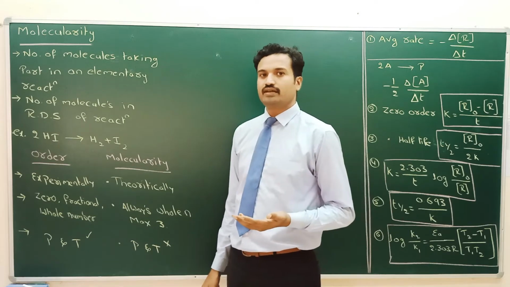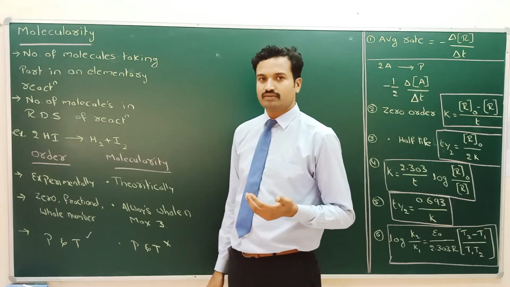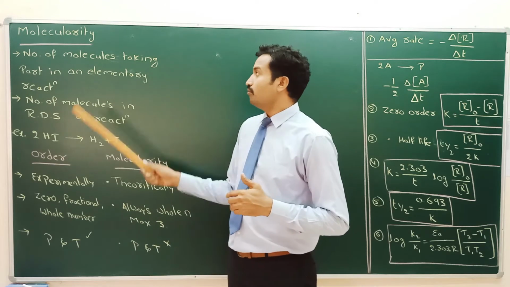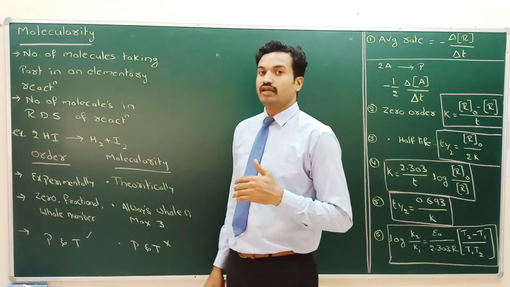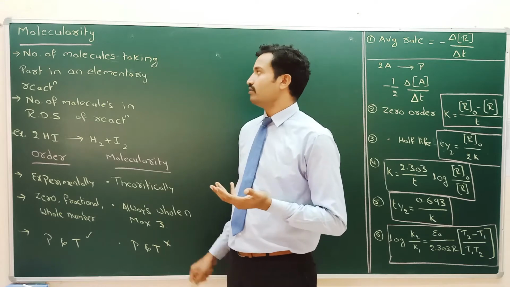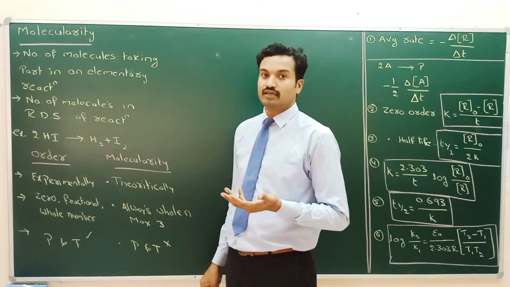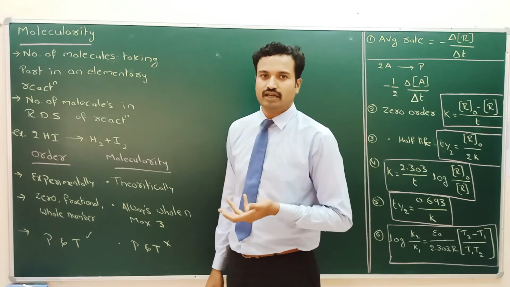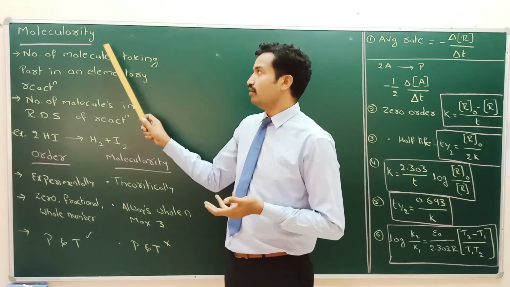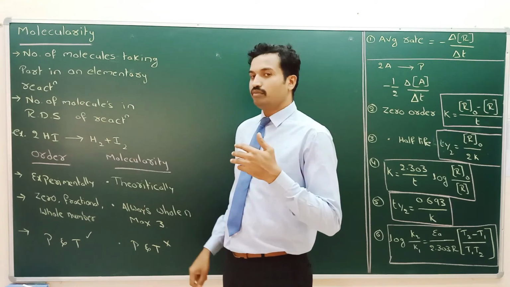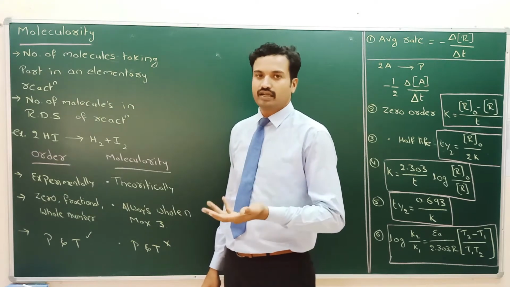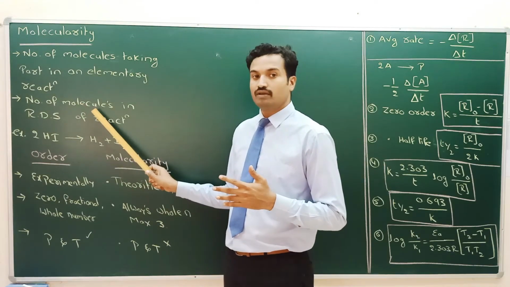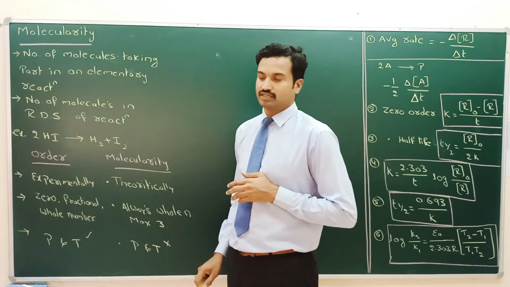Order of reaction definition is the sum of the powers of concentration terms involved in the experimental rate equation. Molecularity of a reaction is the number of molecules involved in an elementary reaction. Elementary reaction means single step reactions are called elementary reactions. So the molecularity definition is the number of molecules involved in an elementary reaction, or one more definition is the total number of molecules involved in the slow step of a reaction.